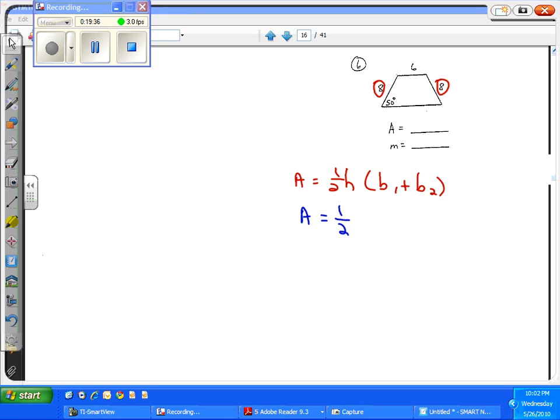So we're going to have area is equal to 1/2 times the height, which we don't know, times the sum of the bases. The upper base is 6, plus the lower base we don't know. So now we have to find two things, height and lower base. This is an isosceles trapezoid, so we draw both altitudes.